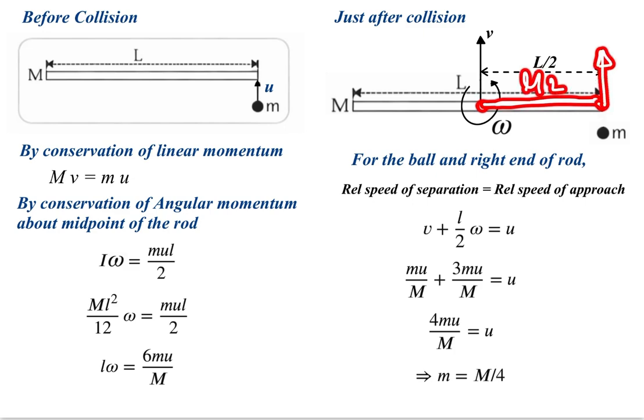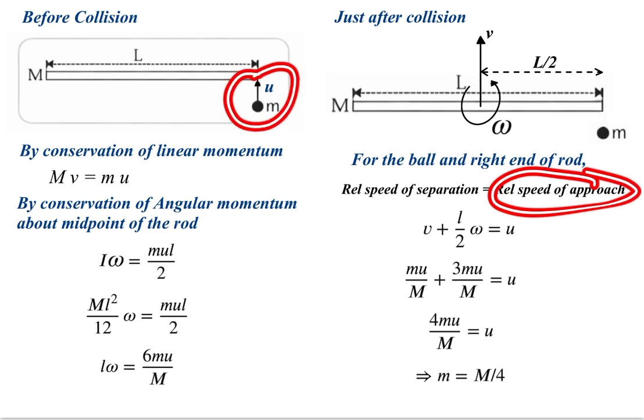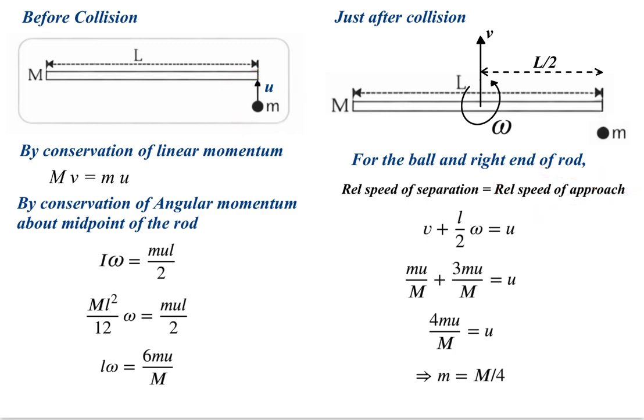The velocity will be tangential, that is L by 2 into omega, and another velocity v is due to translation. So the velocity of the right end is v plus L by 2 omega, and this must be equal to the relative speed of approach. We can find v from the first equation, and L omega we have already found from the conservation of angular momentum. So putting in, the value of v will be mu by capital M, plus the value of L omega is 6 mu by M. This becomes 3 mu by capital M equal to u.